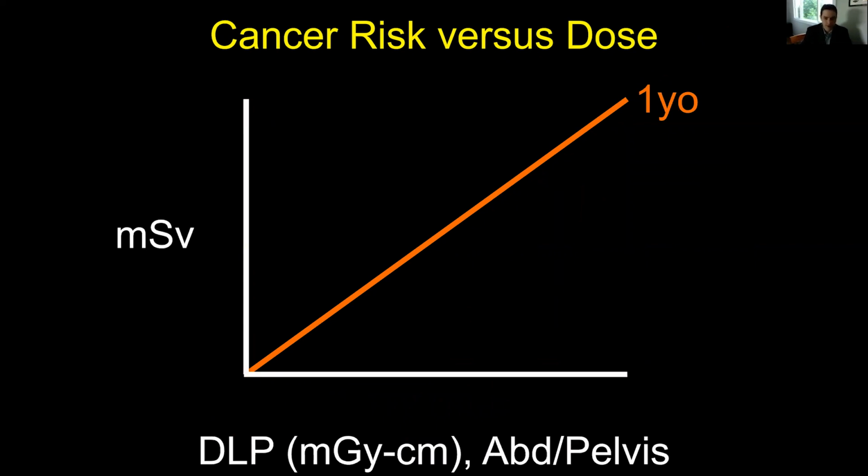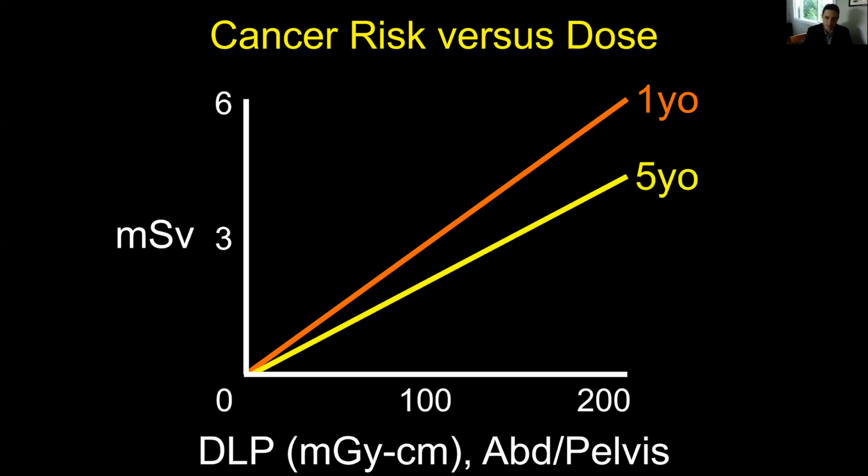Now instead of dose, I've got on the x-axis your DLP, the thing that I said you want to care about. And I've got effective dose, millisieverts, on the y-axis, your cancer risk. And now I've made that orange line the benchmark for a 1-year-old. I've put in a few numbers here to get perspective of our CT doses. For pediatrics, I said try and stay below 200, and millisieverts in the single digits is where CTs usually end up being. The older you are, the curve becomes less steep, meaning that any given dose has a lower cancer risk the older that you are.